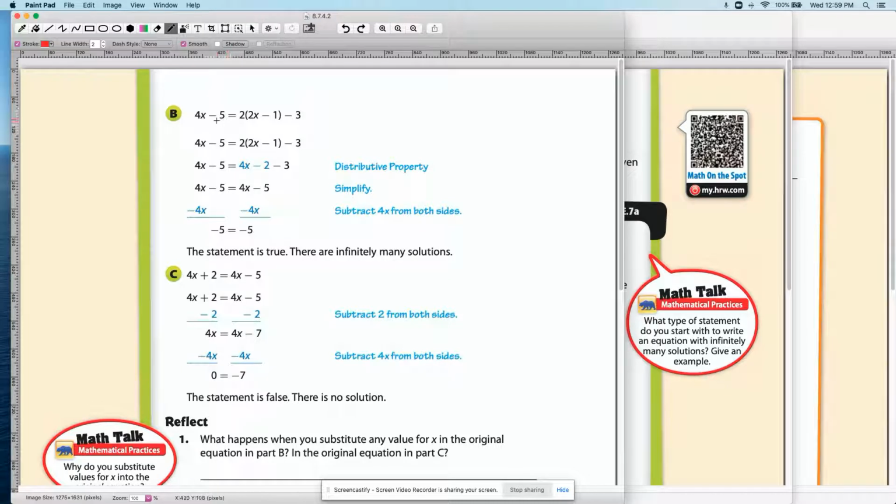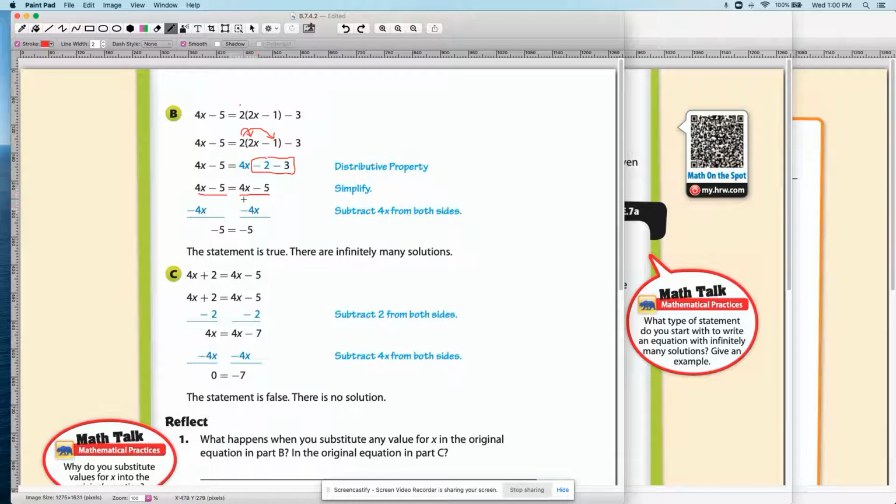Part B, we have the variable on both sides. The first thing we're going to need to do is distribute the 2. So I guess they're doing it this way. The 2 times 2x is 4x. The 2 times -1 is -2. So they've dropped down everything else. The next thing they do is combine like terms on this side, and they get 4x minus 5 equals 4x minus 5. Okay, you can kind of see that these two expressions are the same right here, right?